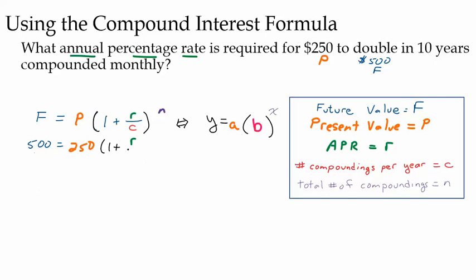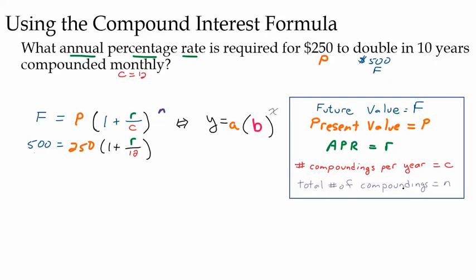Let's see, C. What is C? The compoundings per year. Well, it's compounded monthly. So C is 12. If it was quarterly, it'd be 4. If it was annually, it'd be 1. If it was semi-annually, it'd be 2. It's just the number of compoundings per year.